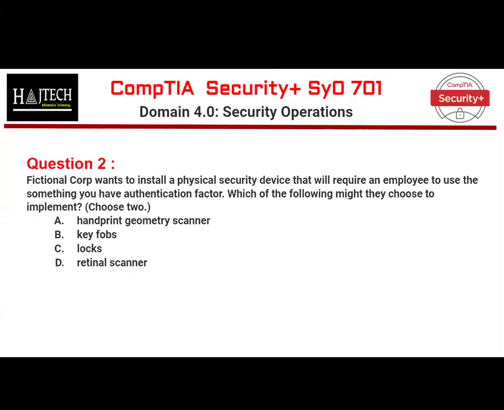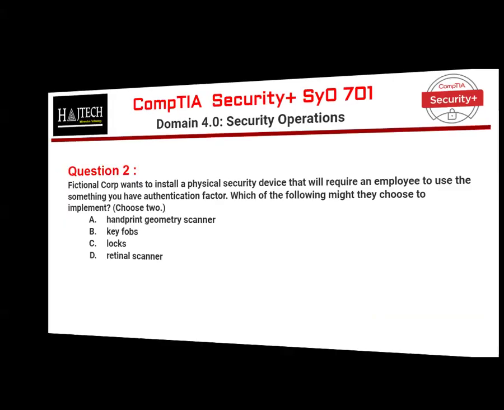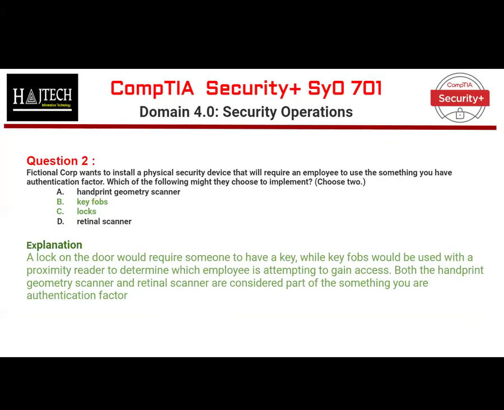Question 2. Fictional Corp wants to install a physical security device that will require an employee to use the something you have authentication factor. Which of the following might they choose to implement? Choose 2. A. Handprint geometry scanner. B. Key fobs. C. Locks. D. Retinal scanner. B. Correct answer. And C. Correct answer.